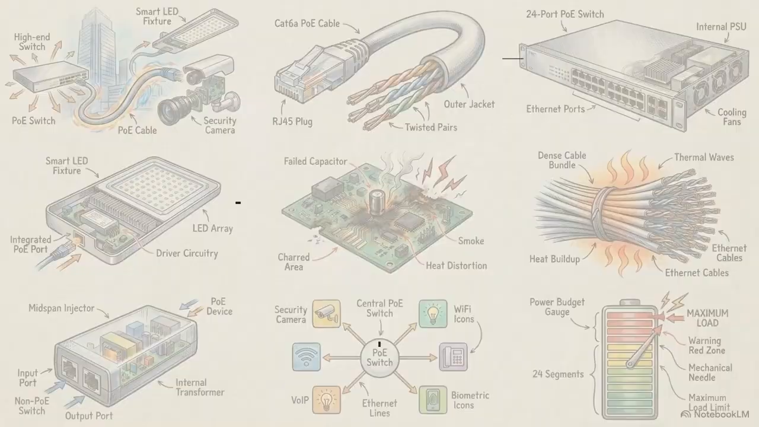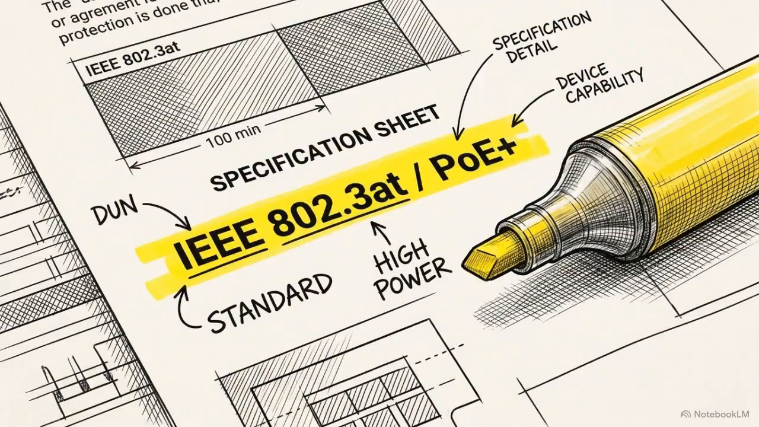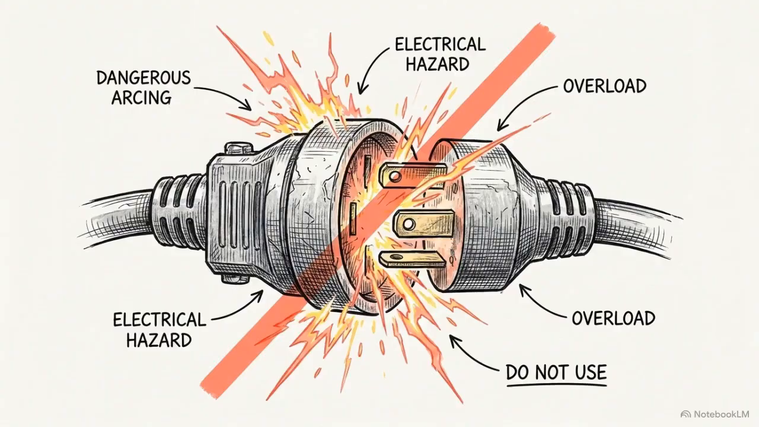We map these variables into a matrix to lock in your decision. If you are retrofitting an office with a few access points, stay in the bottom left. Do not buy a whole new switch. Use mid-span injectors to patch existing lines. Make sure to check your device spec sheets and match the AF or AT standard precisely, actively avoiding passive PoE unless your specific hardware requires it.